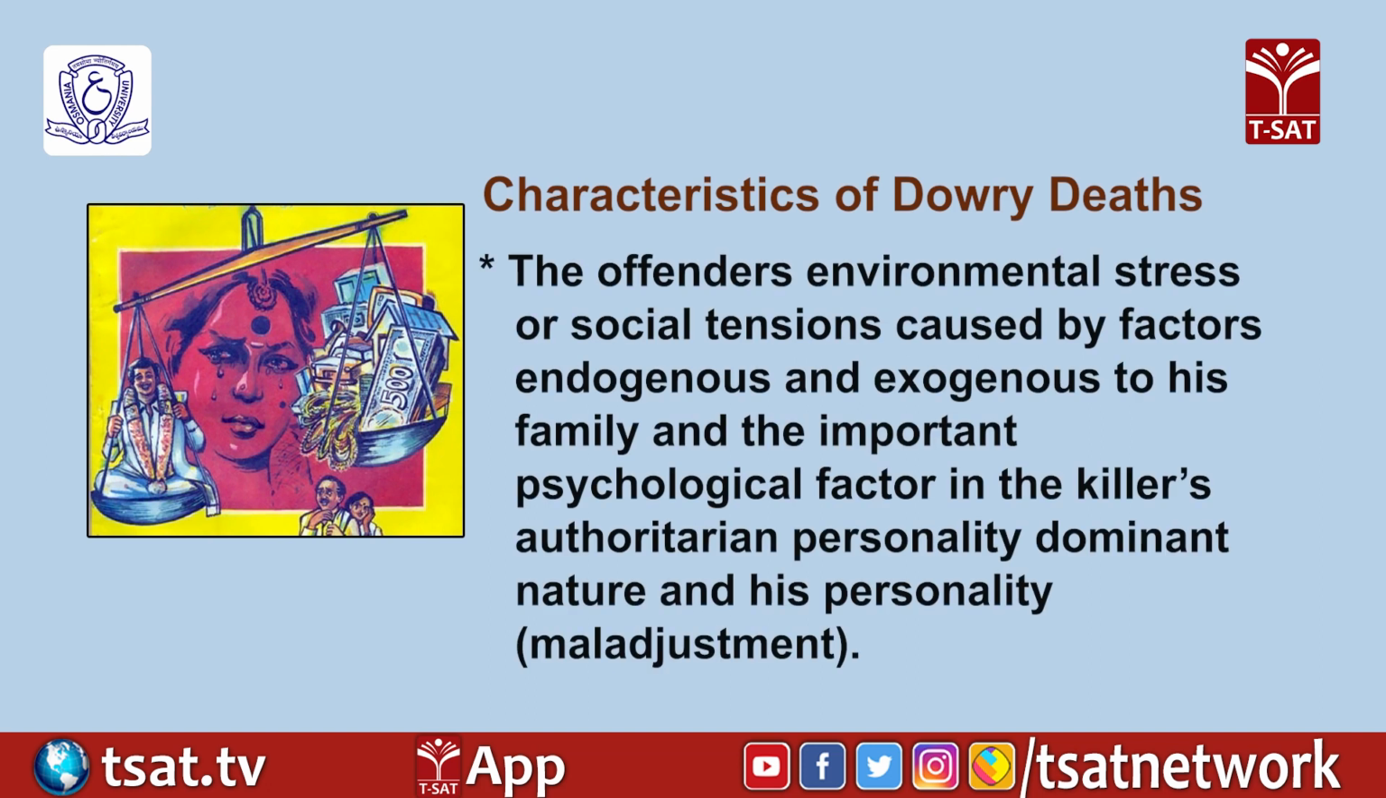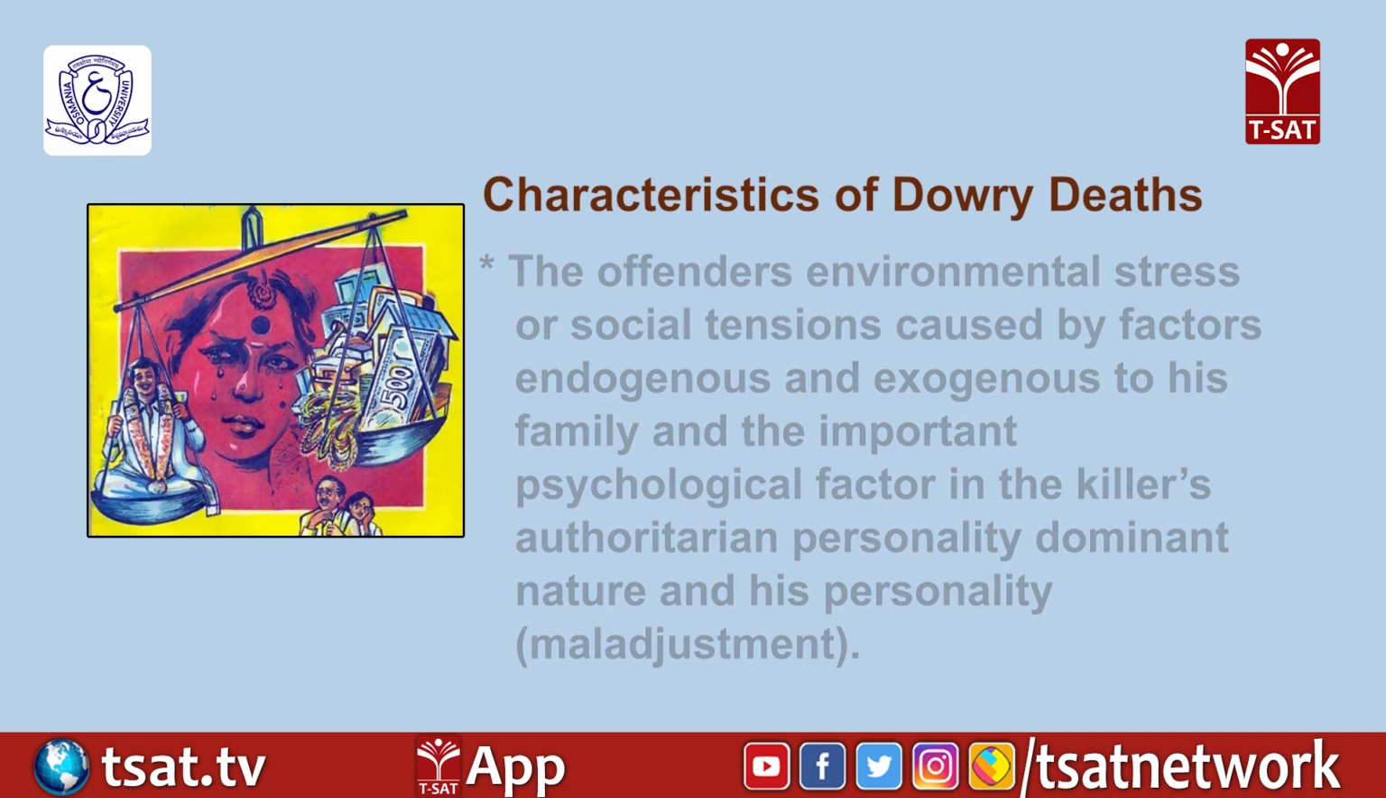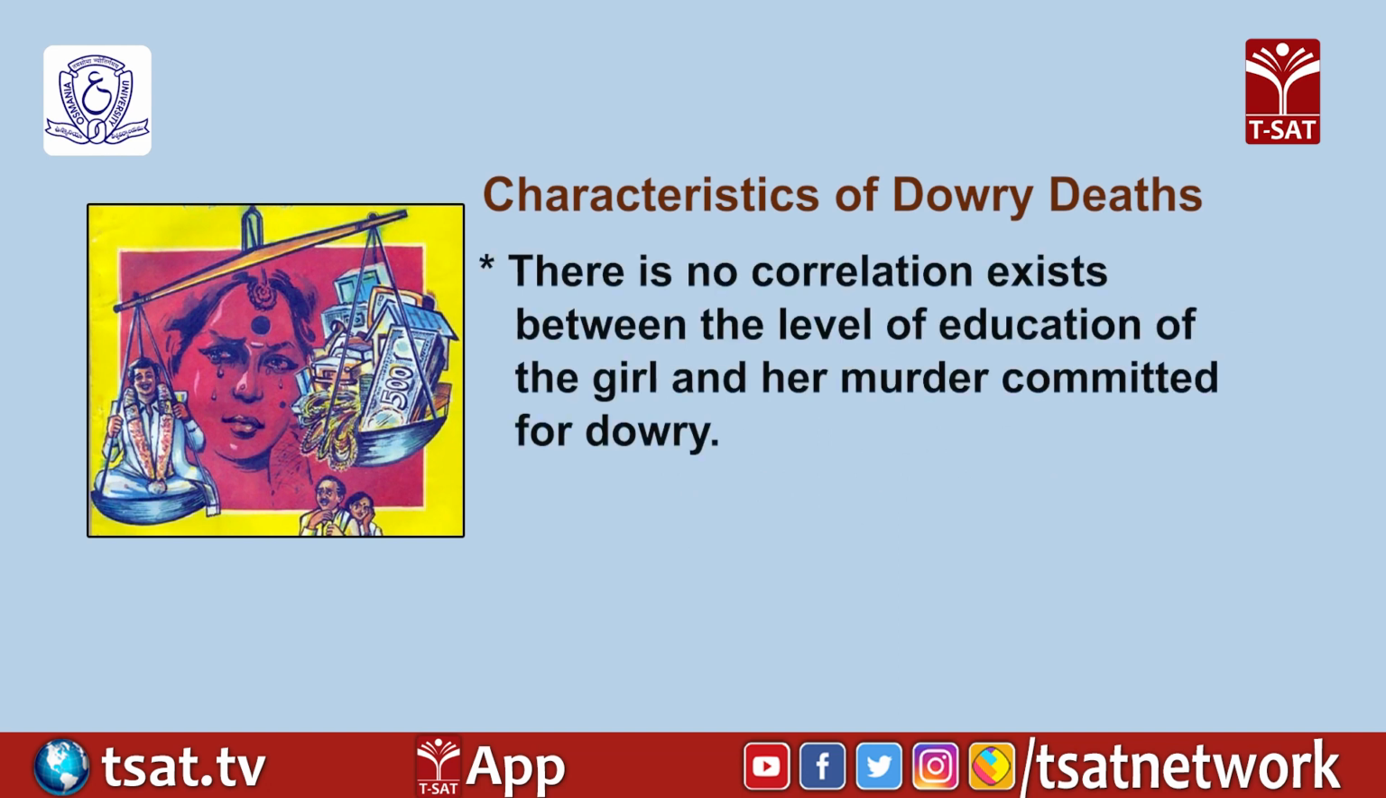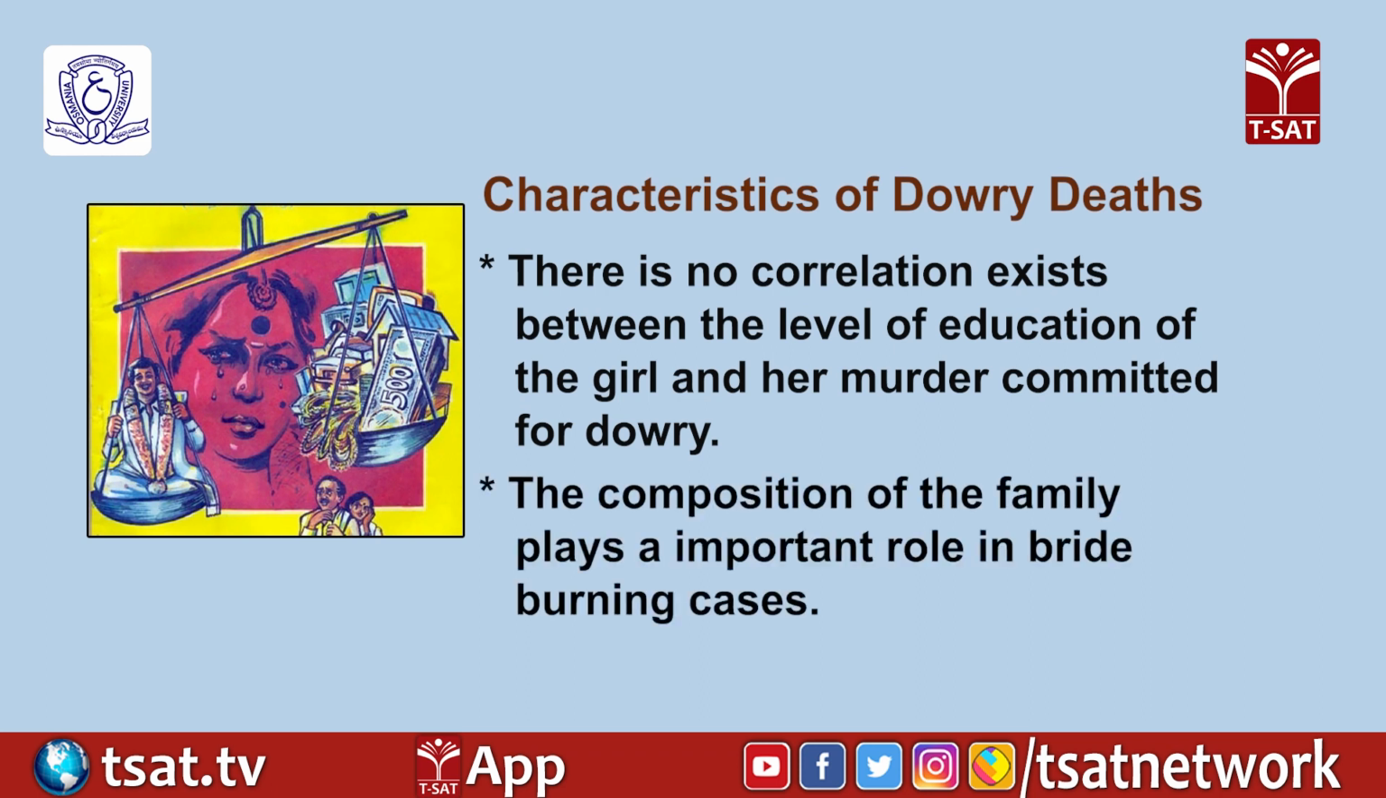The most important sociological factor in the causation of dowry death is the offender's environmental stress or social tensions caused by factors endogenous and exogenous to his family, and the important psychological factors are the killer's authoritarian personality, dominant nature, and his personality maladjustment. No correlation exists between the level of education of the girl and a murder committed for dowry. The composition of the family plays a very important role in bride burning cases.